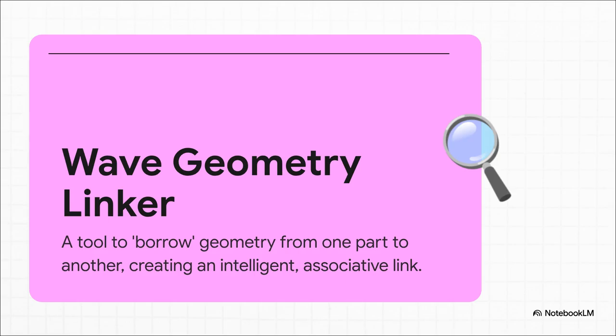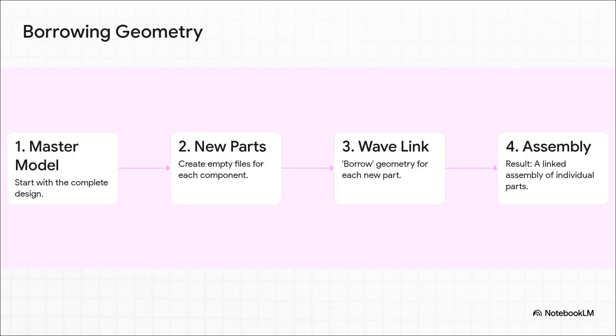Now, don't think of this as just copying and pasting. That's kind of dumb and static. The Wave Linker creates a live, intelligent, associative link between your parts. It lets you borrow the shape from your master model and use that shape to create a brand new, separate part. And the workflow is actually pretty straightforward. You're not remodeling anything from scratch. You just take your master design, create new empty part files, and then use the linker to sort of deal out the correct geometry to each new file. And just like that, you're building a fully linked assembly as you go.